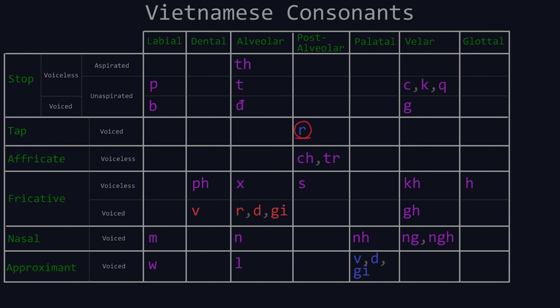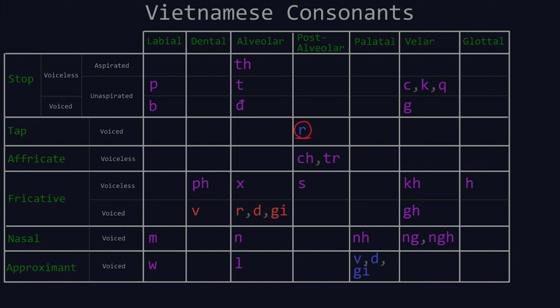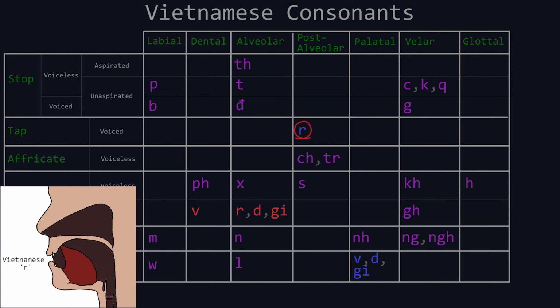Now, a tap is a lot like a stop, except it's shorter and much less impactful. Basically, the idea is to move your tongue in this sort of whipping fashion so that it reaches the roof of your mouth and cuts off airflow for the tiniest instant before coming back down. Now, if you look at the place of articulation for this sound, you'll notice it's in the post-alveolar column. That means that ultimately, you want to make contact with your tongue a little bit behind the alveolar ridge.